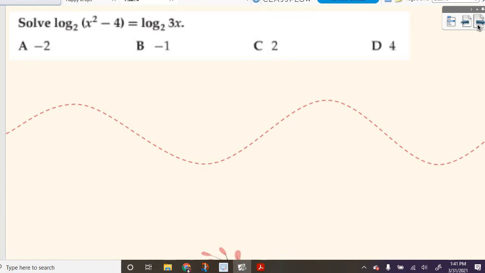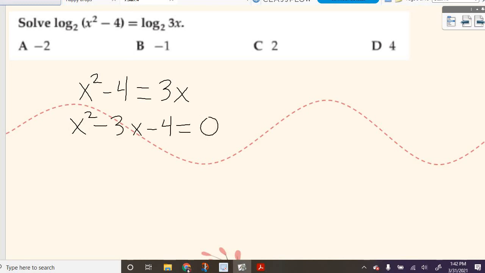So let's look at an example. We have log base 2 of x squared minus 4 equals log base 2 of 3x. Notice that we have a log base 2 on both sides, which is handy because our bases are the same. Remember, as long as our bases are the same, just like with our exponentials, that means that we can just look at the inside of our logarithms being equal to each other. And from there, hopefully we notice that I have an x squared, which means that this is going to be a quadratic.